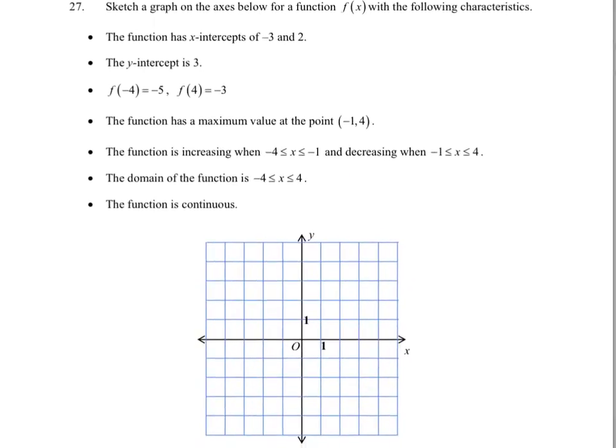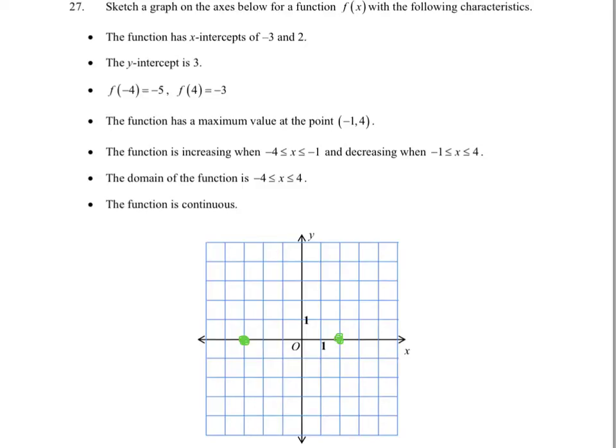Question 27. Sketch a graph on the axis below for a function f of x with the following characteristics. So the first thing it tells us is the function has x-intercepts of -3 and 2. Remember that x-intercepts are where it crosses the x-axis. So here is our x-axis. So -3 is going 1, 2, 3 to the left, so we've got that point, and we've got 1, 2 to the right, so we have that point. So our x-intercepts are -3 and 2.